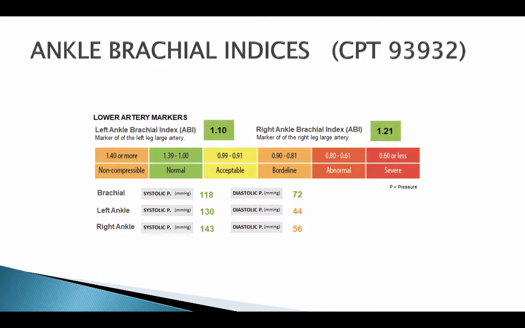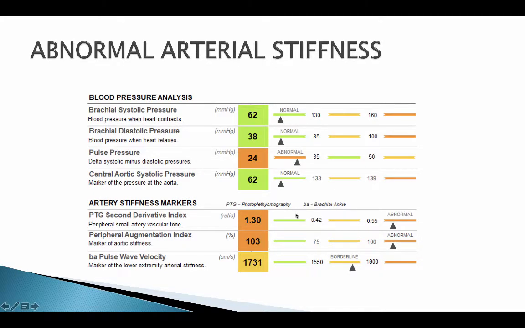The ankle brachial indices are for the left and right lower extremity, and 0.9 to 1.39 is normal, and this person has normal ABIs. But if they had hardening of the arteries, it would be picked up, such as on this slide. This person is having hardening of the arteries and stiffness of the arteries, and it could lead to an abnormal read or high read on the ABI exam.